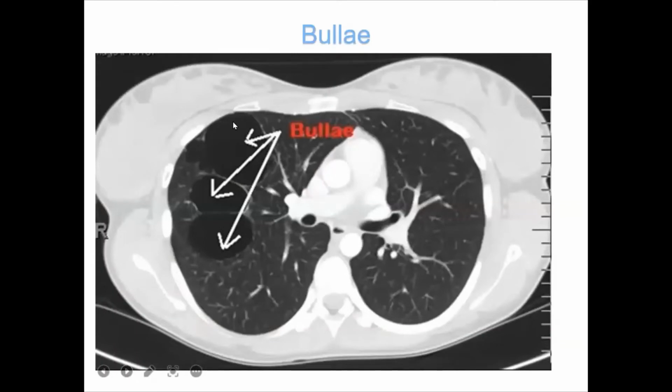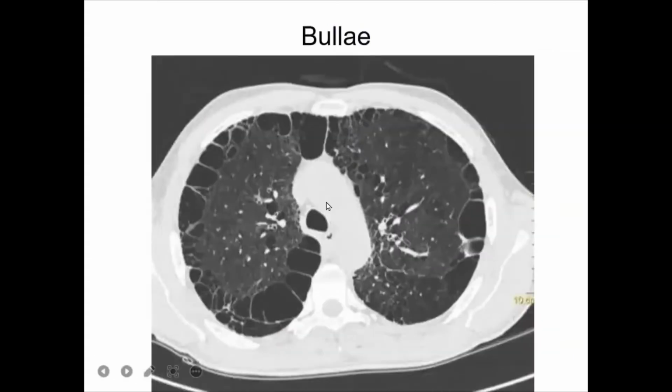The next opacity you can see is bullae. Bullae are nothing but areas of lung destruction where no gas exchange takes place. These are seen in emphysema, most commonly in smokers. They have a very thin wall structure. They could be distributed all over the lung field, and on the basis of that we can classify various types of emphysema on HRCT.